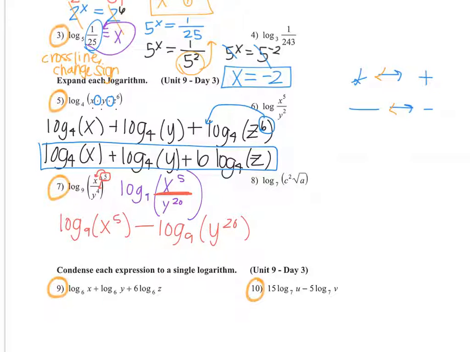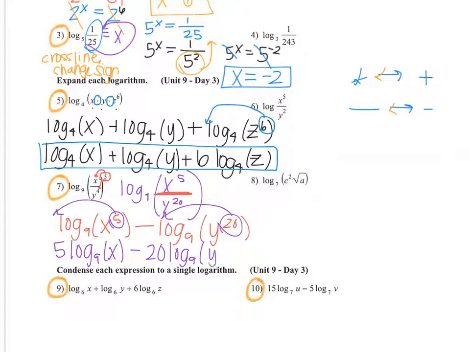But again, we don't like exponents, so what we do is move them to the front of their own individual logs. So we have 5 log base 9 of x minus 20 log base 9 of y. Box it in, and that's your final answer. If you need more practice with division of logs, perfect opportunity would be right here with number 6.